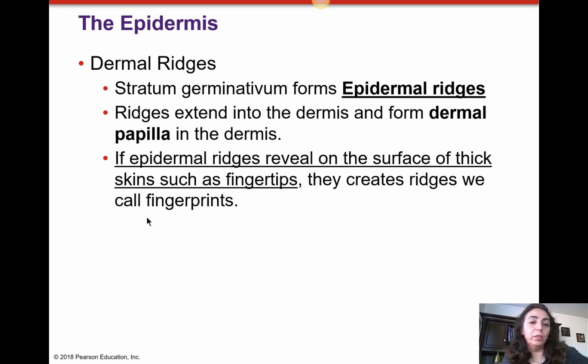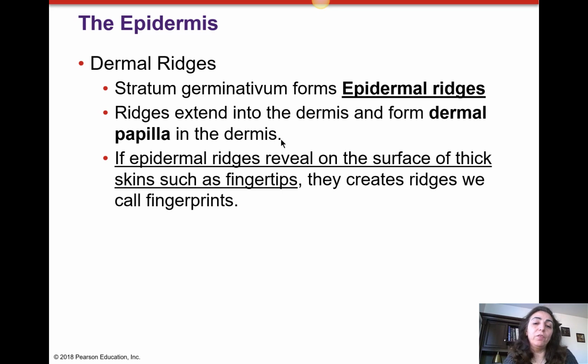So as we said, that is regarding the dermal ridges. Stratum germinativum forms the epidermal ridges, right? Stratum germinativum is the stratum basale, that's the lowest layer of the epidermis, right? Ridges extend into the dermis and form the dermal papilla in the dermis. Those pushing into the dermis we call dermal papilla. Pay attention, we usually do not call them dermal ridges, but your book has done that. Just know what it means. Those are usually called dermal papilla.